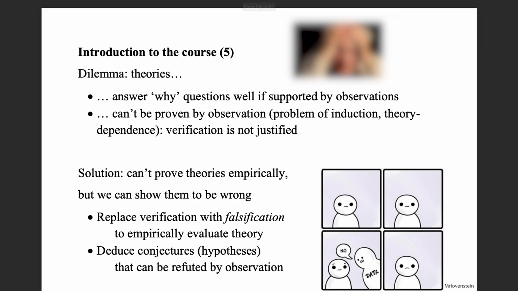So in other words, what you then do is you say, well, if my theory is correct, then this is what I should be seeing in the data. In other words, you're deducing conjectures, and often these take the shape of specific hypotheses, that can be wrong, that you can show in your data to be wrong, so that can be refuted by your observations. Yeah, so that's the idea. This is sometimes referred to as the critical rationalist approach to science.